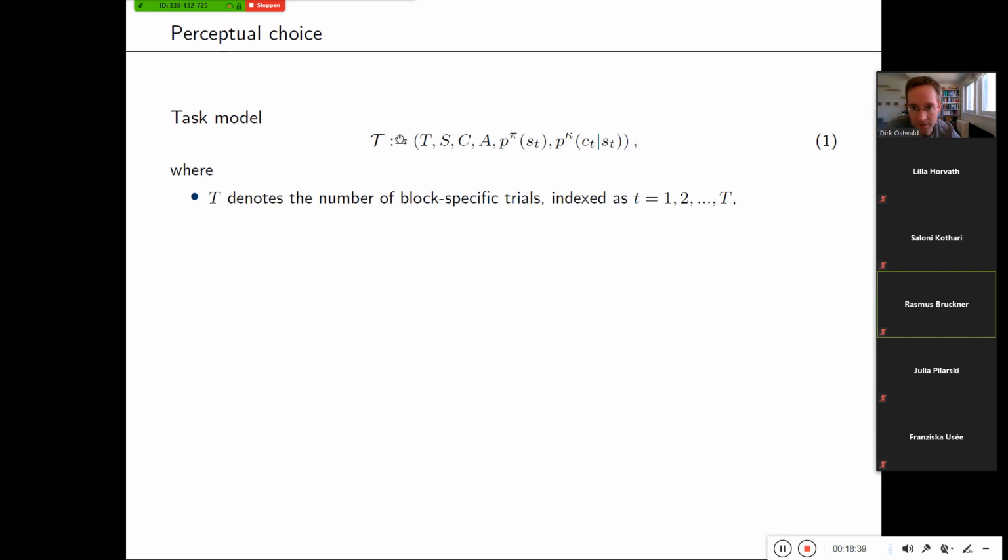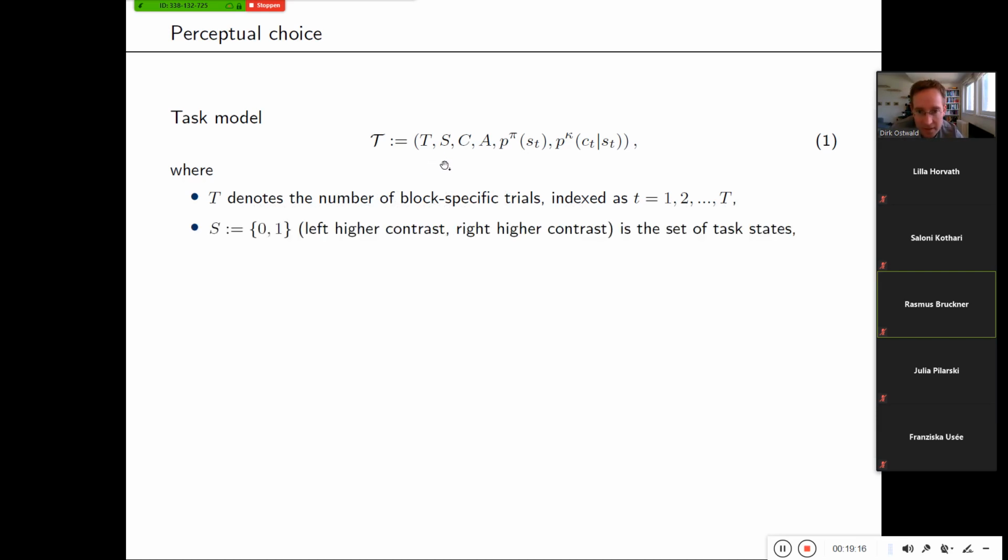So the task model is this calligraphic T here. It has T, the number of block-specific trials. So it's really a task block model. In the learning task, I actually make this more explicit. In the current setting, and maybe I even will change that, we can just take all the trials. So I could just say T denotes the number of trials, and I don't need this block specific in here. This is kind of relating to the other stuff. So just the number of trials.